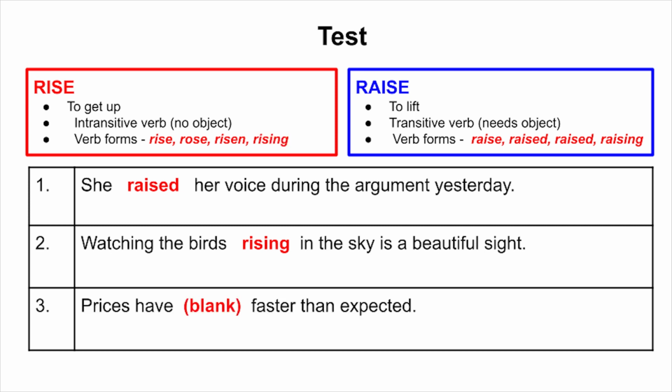Our third question is, prices have blank faster than expected. Again, there's no object in this sentence. Faster than expected is an adverbial phrase. So our sentence will require an intransitive verb. The intransitive verb is rise. And what form of the verb rise is required? Prices have tells us the required verb form is the past participle, which is risen. Prices have risen faster than expected.